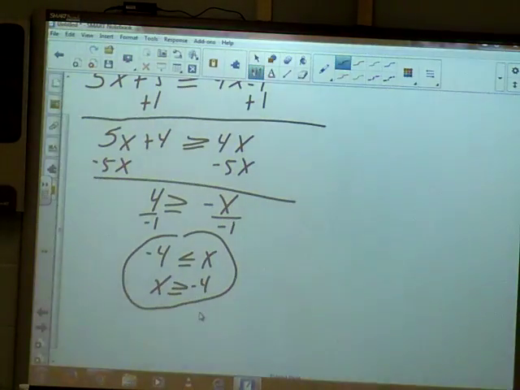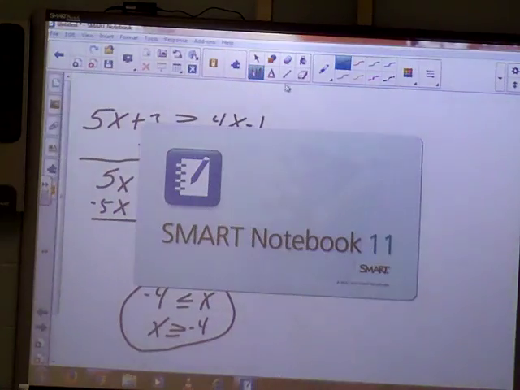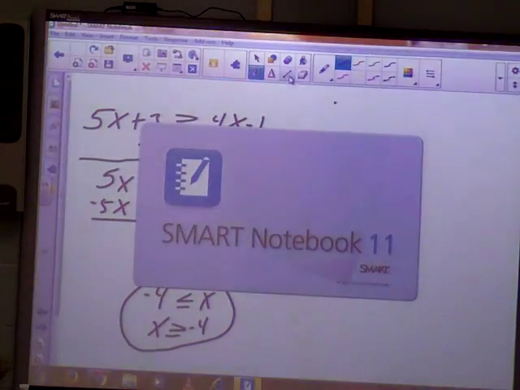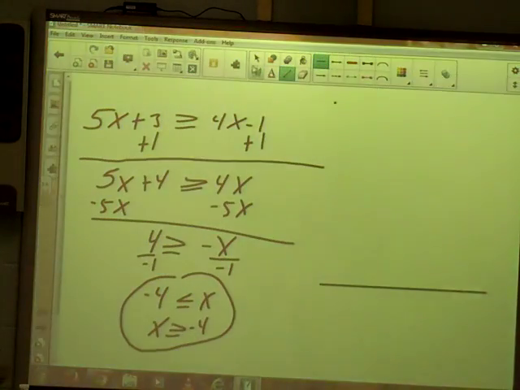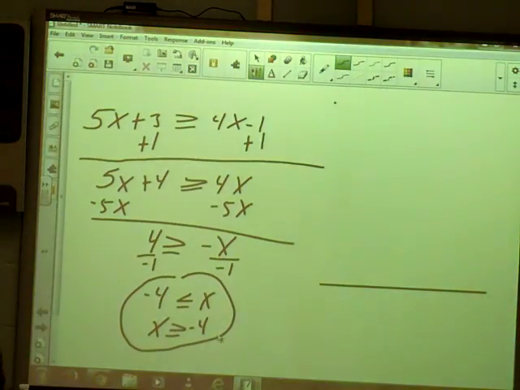I just graph it better if it's that way. That's my personal preference. So on my number line now, either way you've written it, you've got to get the number line right, but I know I can get it right for sure now.